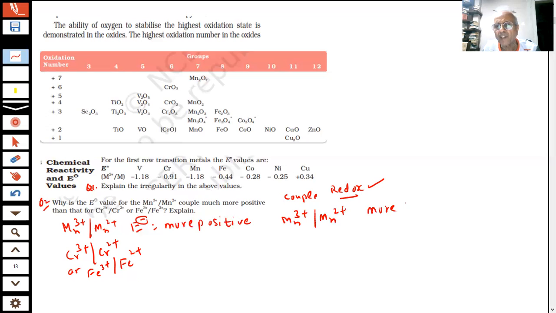More positive means, as I told you, which state is more stable, 2+ or 3+. Here, Mn2+ is more stable because Mn2+ is 3d5, a more stable, half-filled d configuration.